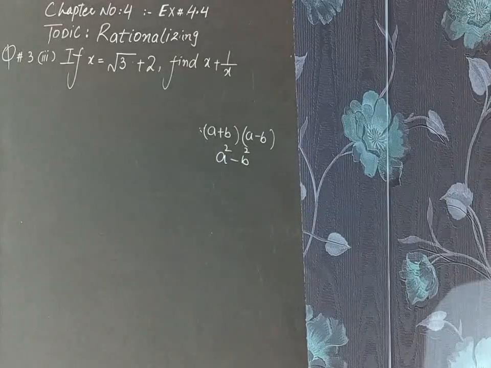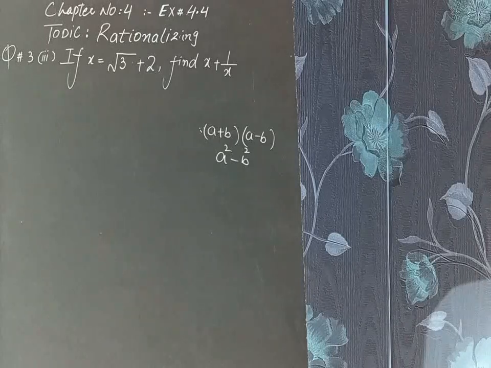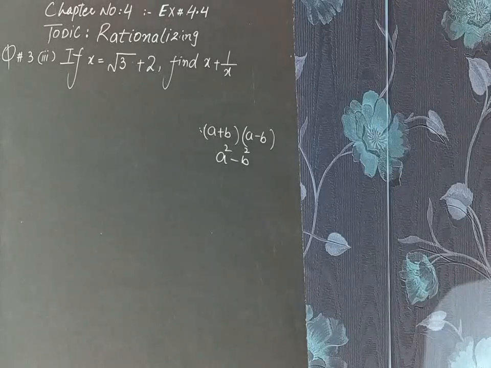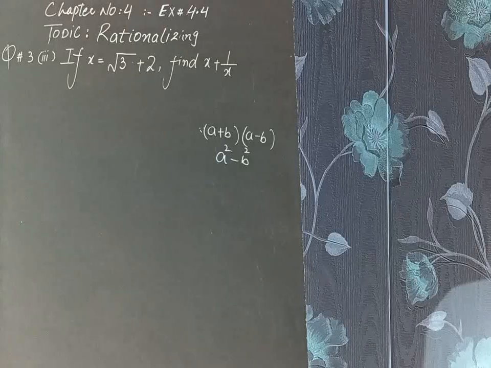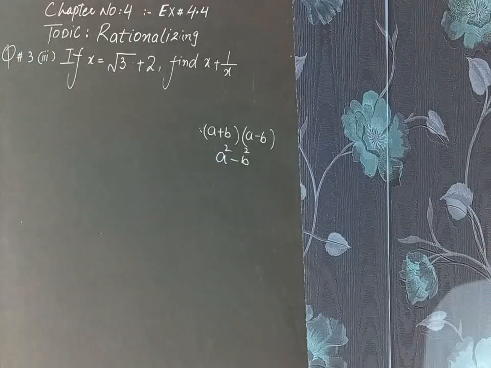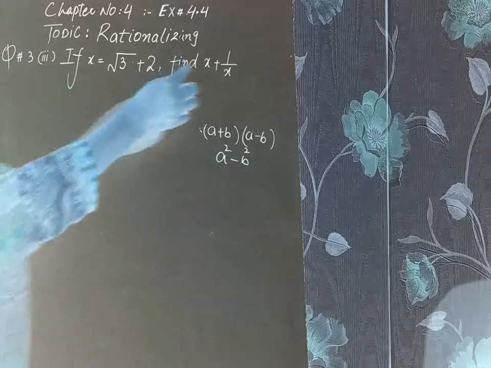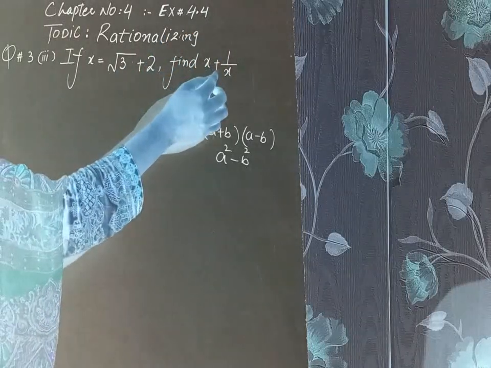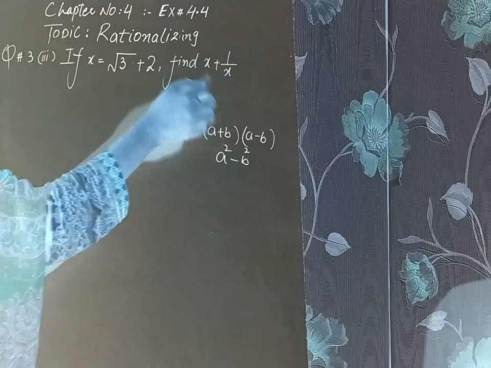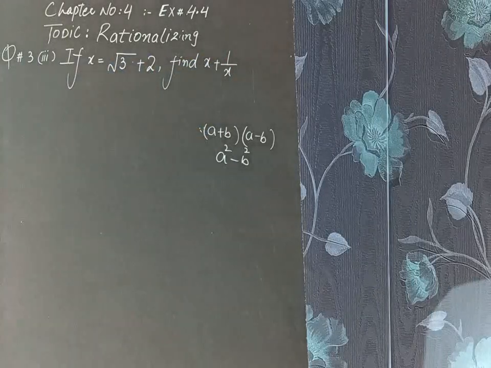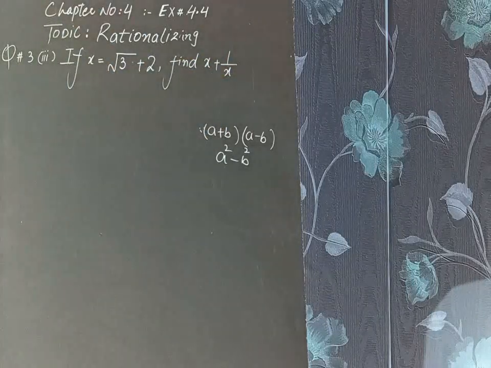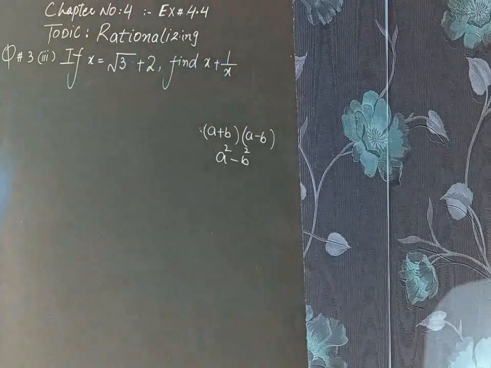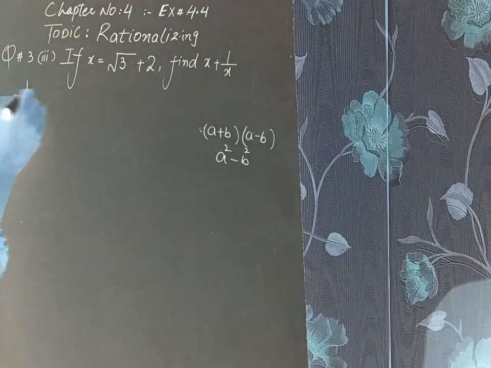Let's start part 3. Part 2 is the same; by following the same rule you can solve it. So for part 3, the value of x is given, and we have to find the value of x plus 1 over x. We have the value of x over here, but we don't have the value of 1 over x. First we'll have to find the value of 1 over x from there.